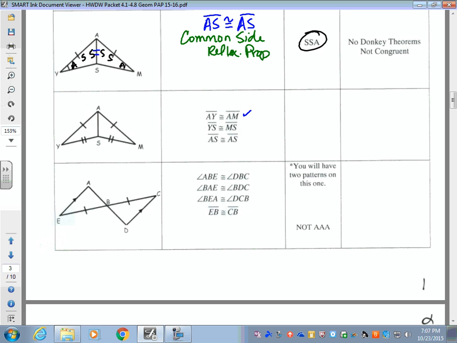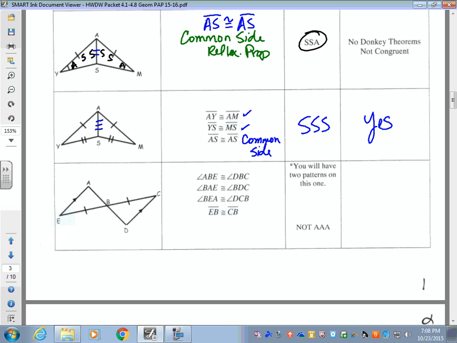Alright, so AY is congruent to AM, YS is congruent to MS. The last thing you have to mark, and we've already used 1 and 2 tick marks, that's 3. That is the common side. So this was the common side. You do not have to write out common side. I'm just writing it so you understand why I did it. And now I see that this is by side, side, side. So this is yes.